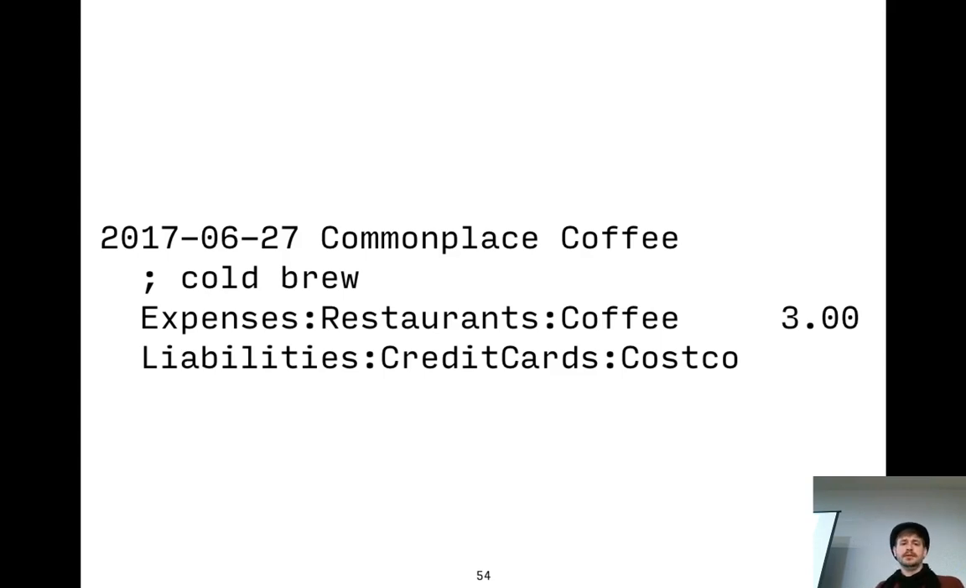So let's change it up a little bit. The next day, our hero gets another coffee, and this time she pays with a credit card instead of cash, and puts in a comment saying cold brew. The credit cards are a liability because it's money that you owe someone else. You've credited the expense and you've deducted the liability. I advise creating a sub-account for credit cards with the name of the card, just so that you're ready for when you get another card, even if you only have one.